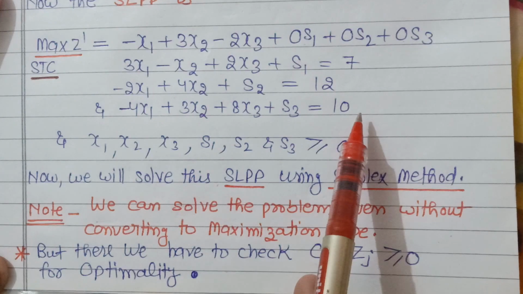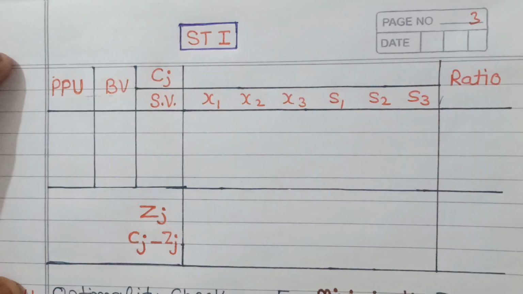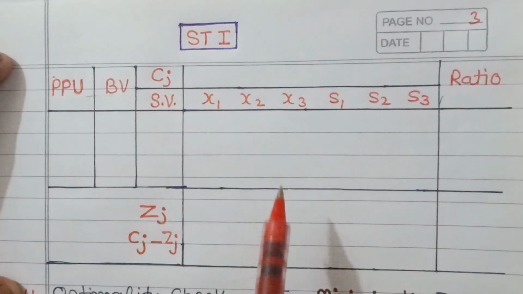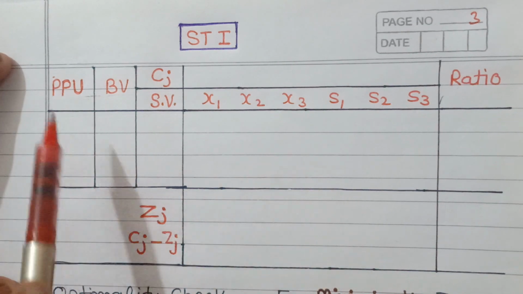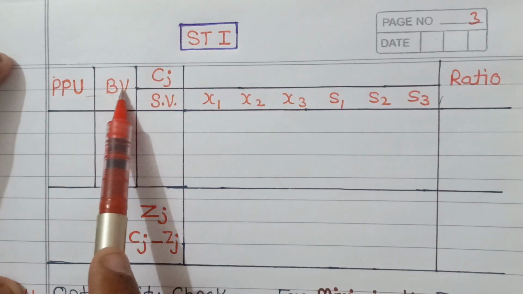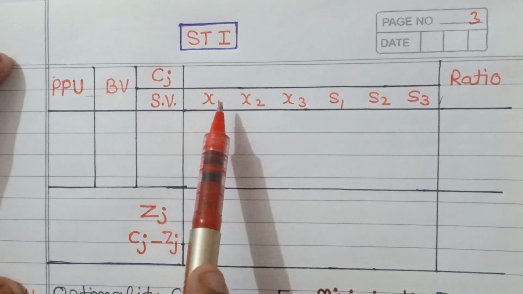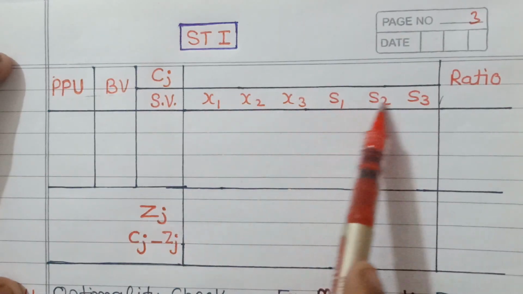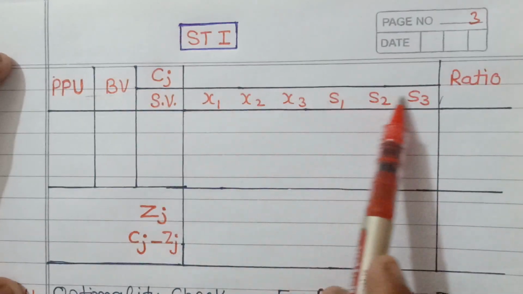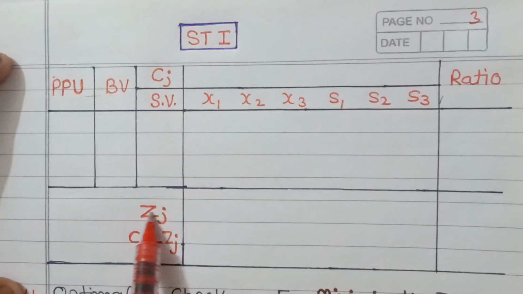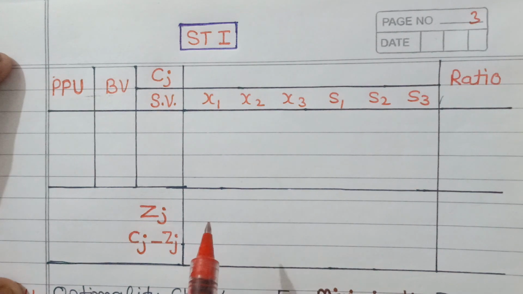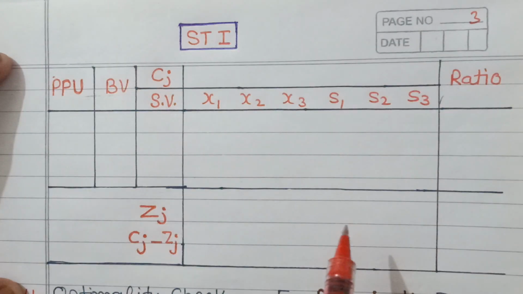Now we will use all these values in simplex table 1 so that we can solve this given LPP. This is the format of the simplex table. This is profit per unit, these are the basic variables, this is Cj, this is the solution variable, and these are the different variables of the objective function. Then this is Zj, this is Cj minus Zj. Now we will plot the values in this table from the standard LPP.